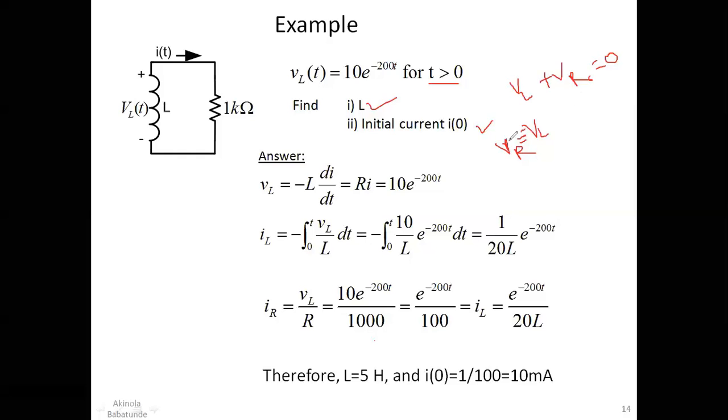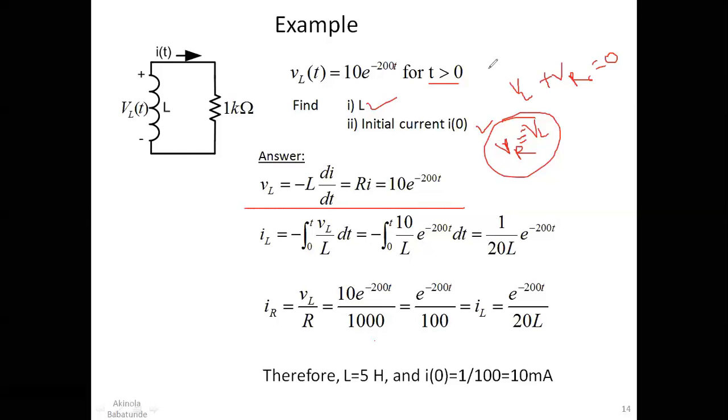So if our VL is minus this, it simply means this is automatically just going to be equal to our VR. Okay, so VR is Ri. So minus L di dt will certainly be equal to Ri, and that is also going to be equal to 10 exponential minus 200 multiplied by t. Okay, so this is sorted out.